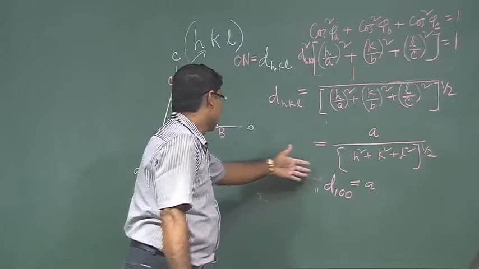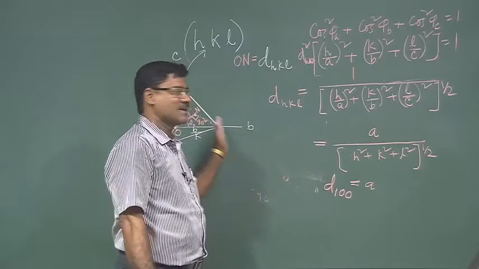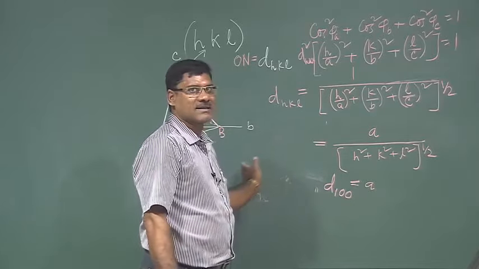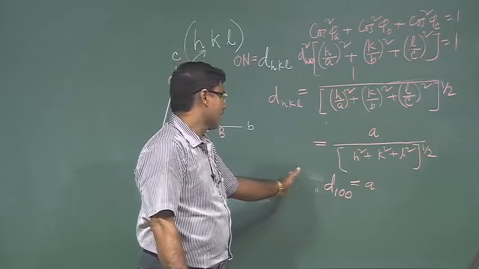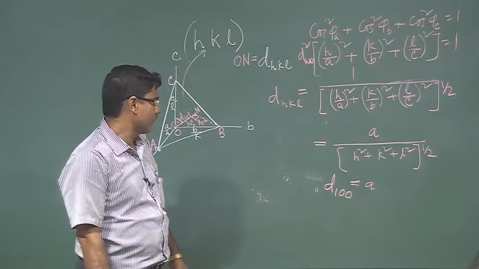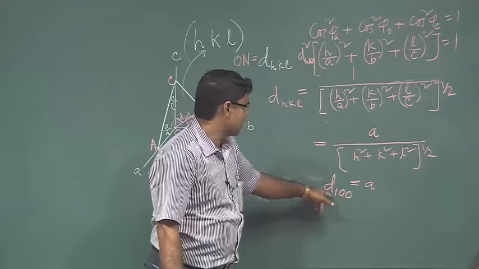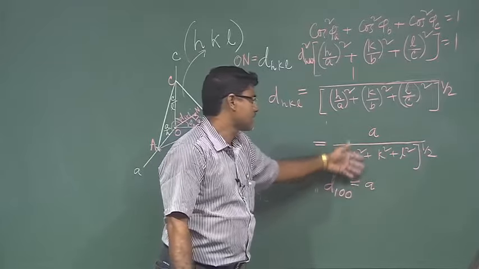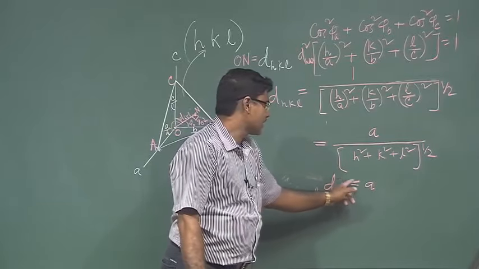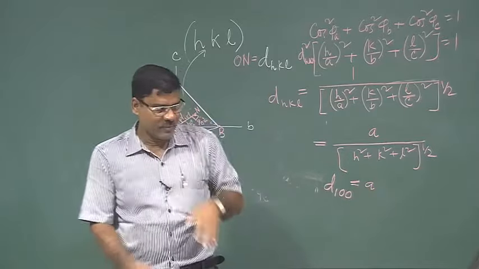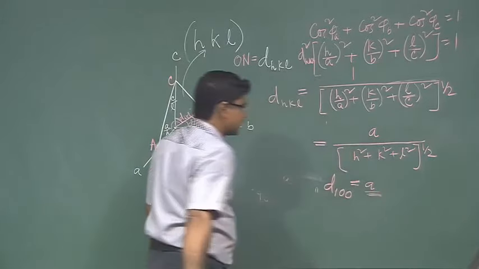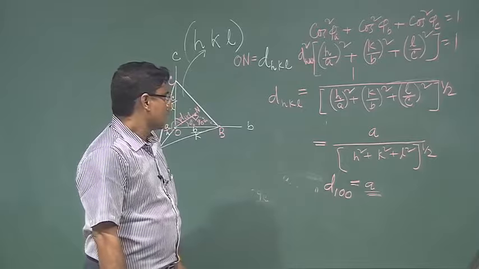So, when we derived these Miller indices, we have seen that the 1 0 0 plane intersects the A axis at distance A, and the B and C axes at infinity. Okay. So here also we verified that our expression is correct, and for the 1 0 0 plane the interplanar distance is nothing but the lattice constant A.